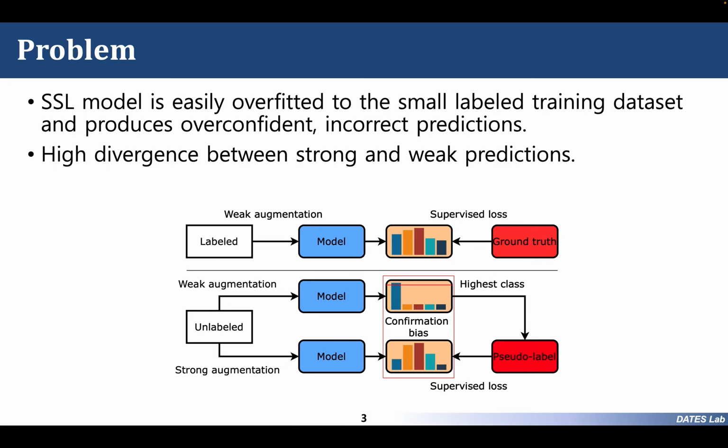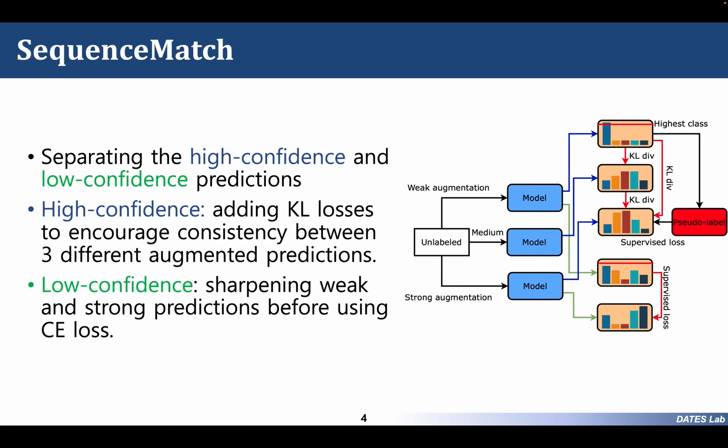However, due to the usage of the high threshold, the semi-supervised learning model easily overfits to the small labeled training dataset and produces overconfident, incorrect predictions. This is because of confirmation bias, and it produces a high divergence between the strong and weak predictions. So to mitigate the problem of confirmation bias and high Kullback-Leibler divergence, we separate the high confidence and low confidence predictions and process them separately.